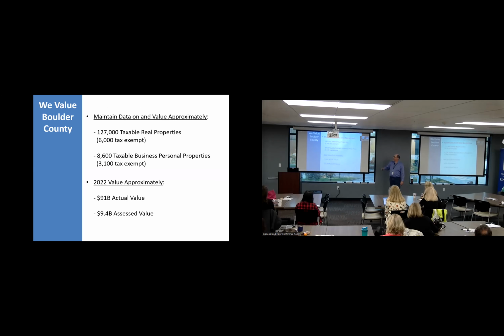Okay, maintaining data. This is part of what, once again, we do. We have to look at currently 127,000 taxable real properties, which are always in flux as to how things change, and 8,600 taxable business personal properties, as well as the exempt amounts. The approximate value we're looking at is 91 billion of actual value. That's before the assessment rate is applied to the properties. And after the assessment rate has been applied, substratification based, we estimate 9.4 billion assessed value.